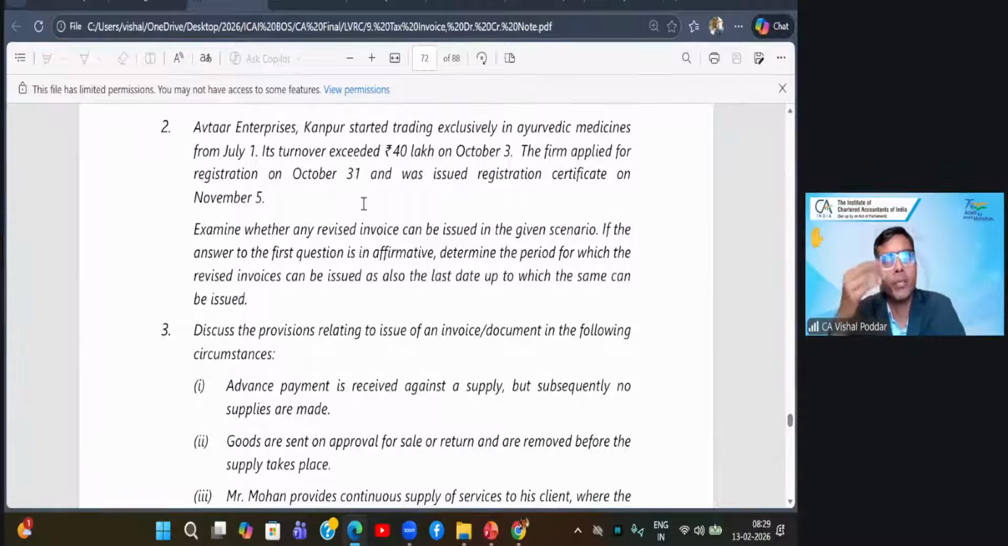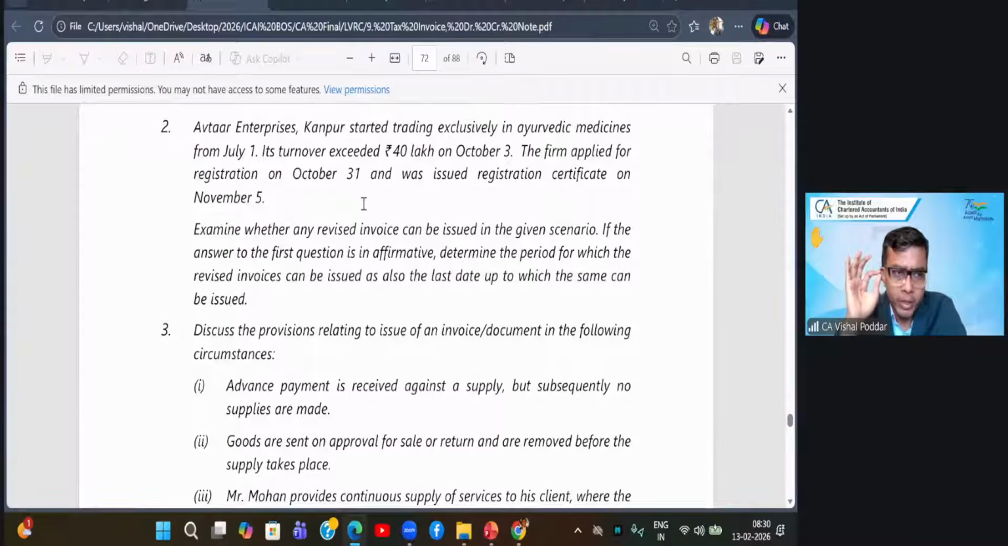Now see, we studied the previous chapter, which is registration. What does the registration chapter say? The registration chapter says that whenever you are doing business and the moment you are liable to take registration compulsorily, like here in this case, you are liable to take registration on 3rd of October because your turnover has crossed the specified limit. But the law gives you 30 days to apply.